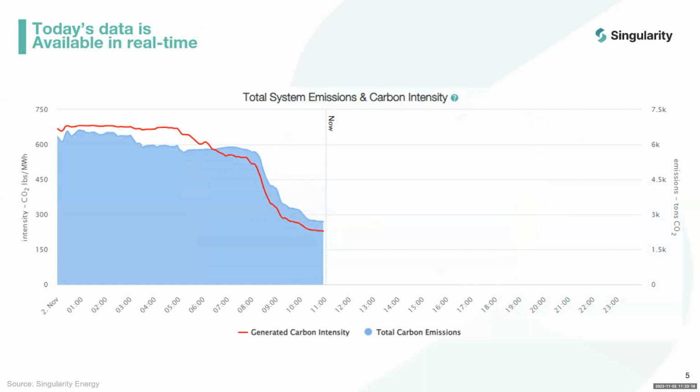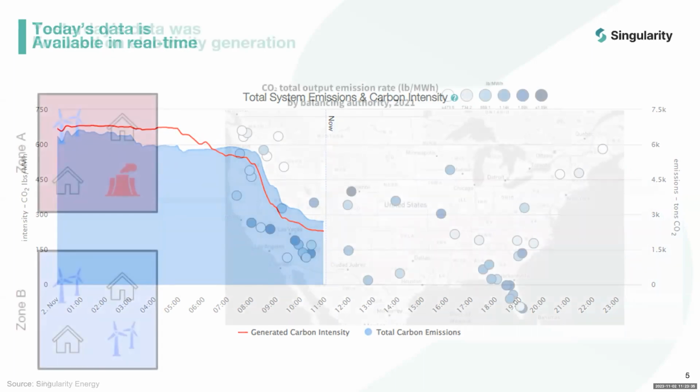This is actually a screenshot from just a few minutes ago showing the carbon intensity in California nearly up to the minute of the grid. And that can help make more informed real-time decisions about what is actually happening on the grid in real time.